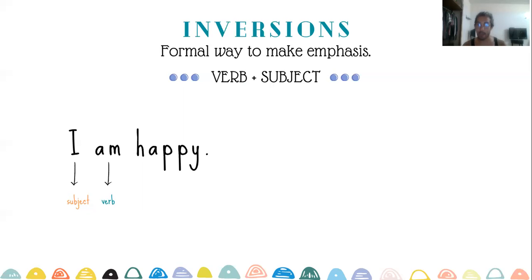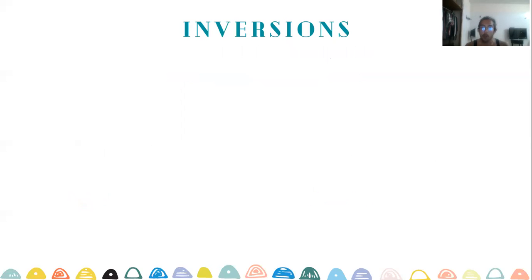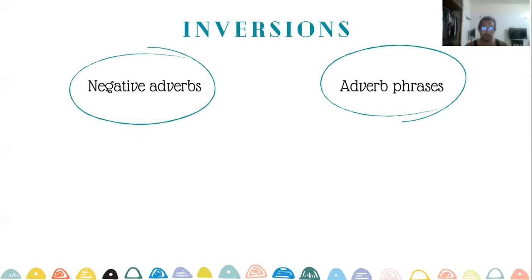Instead of I am, we put the verb am before the subject I, followed by the complement and the question mark, of course. Now we have, am I happy, right? This is inversion, but not too fast. Of course, we use inversion in questions, but we also use inversions in other cases. We can use it with negative adverbs or adverb phrases at the beginning of the sentence.